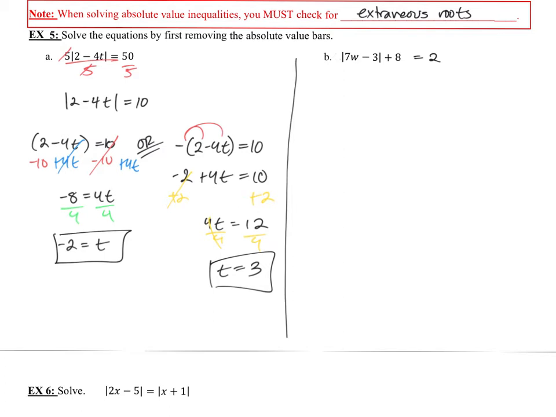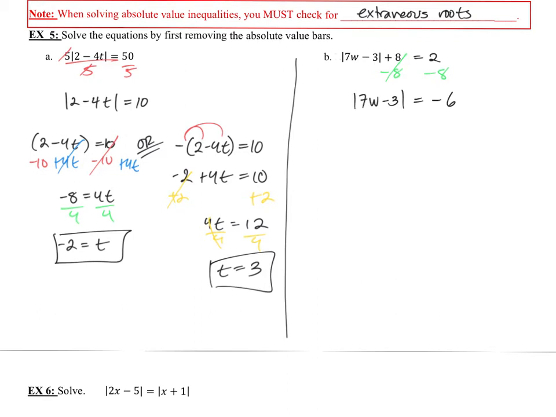Okay, take a moment, try to solve this one by yourself, and check back in with me in a second. Alright, so as usual, we want to get the absolute value by itself. We've got to isolate that. A lot of the times you isolate the weird looking item. So let's subtract 8 from both sides. Then we get the absolute value of 7w minus 3 equals negative 6.